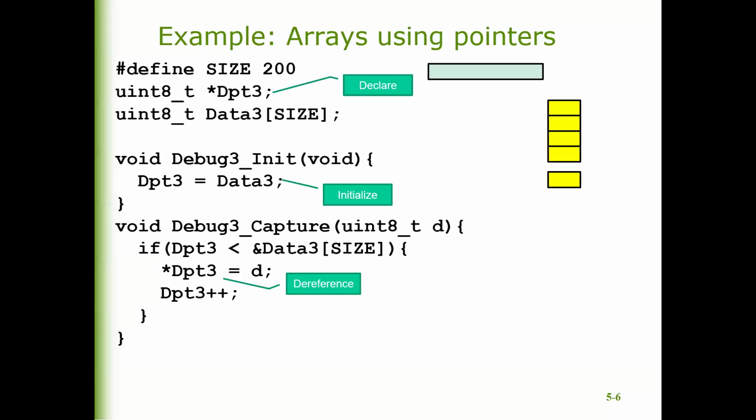So here's another example, using arrays. Similarly, you can define 200 as a constant, which is the size. This is how we declare the pointer variable, which is dpt3. And this is how we define the array called data3, which has 200 elements. Inside the debug3 init function, you can see that we have dpt3 = data3.